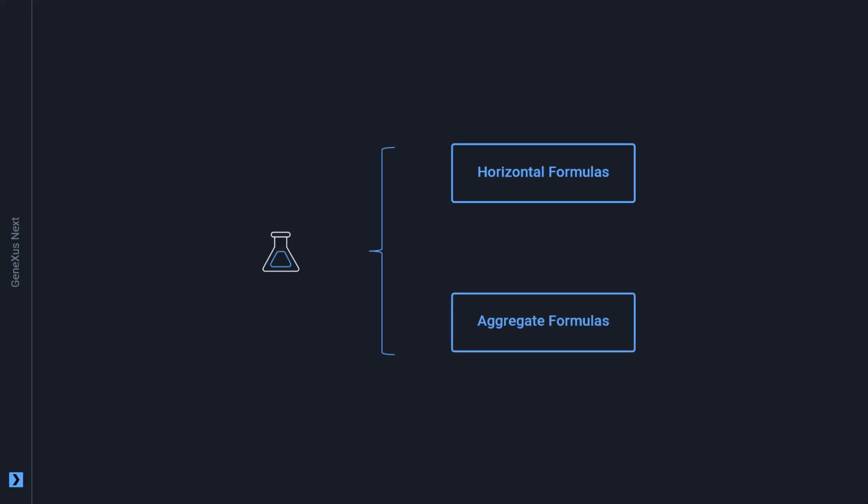In the following videos, we will see 2 major cases of formulas. The ones we usually call horizontal formulas, such as the one we've just seen, and aggregate formulas, which are used, for example, to sum or count records.